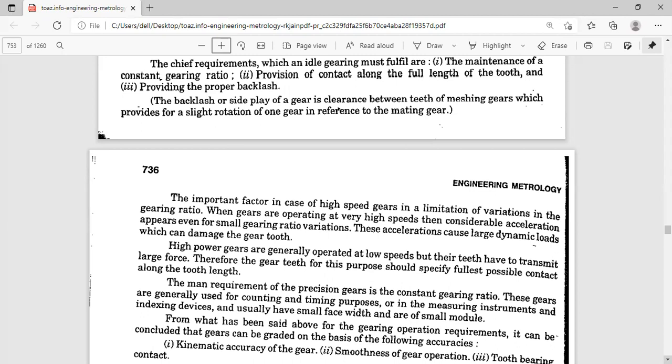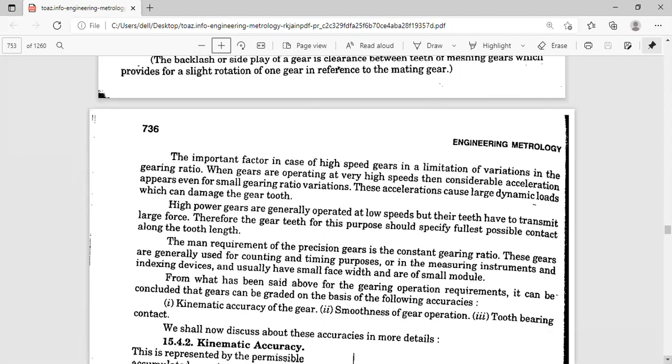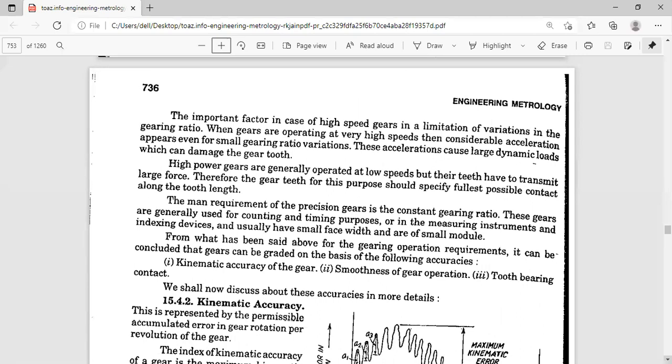All these are very important, my dear friends, not only for metrology, but for the theory of machines and the design part. The precision gears will have a constant gear ratio, and they're generally used for counting and timing purposes, or in measurement, we have the indexing devices. These gears are also used in measuring instruments, as far as dial indicators are concerned, where they will have a small face width and small module. That's a very important parameter in the gear terminology.